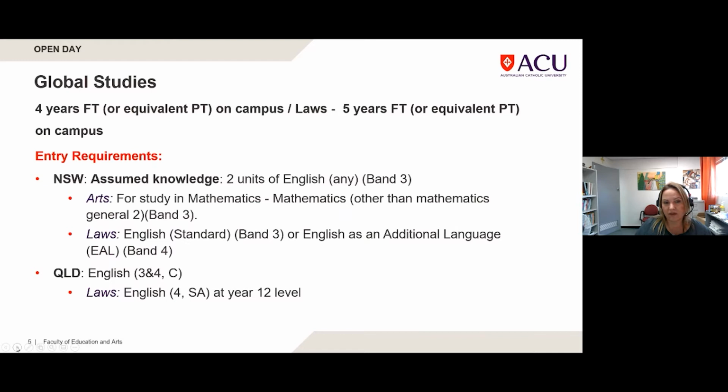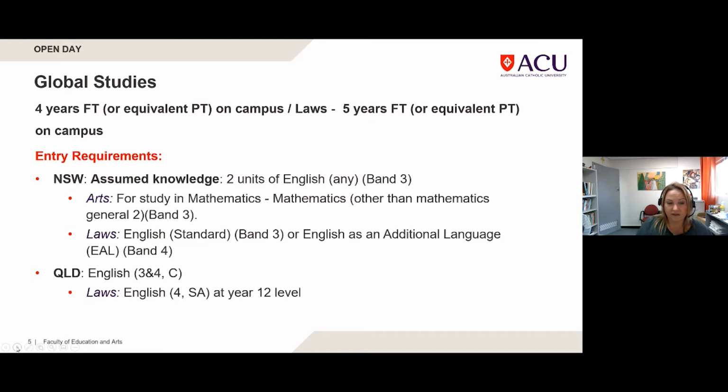And for New South Wales, in your Year 12, if you're going to want to study the Bachelor of Arts and Bachelor of Global Studies, you would need 2 units of English, band 3. And if you wanted to study mathematics, a few students do mathematics as arts majors or minors, you'd also need band 3 mathematics. And if you wanted to do global studies law, Bachelor of Laws, you certainly need English band 3 or English as an additional language band 4.